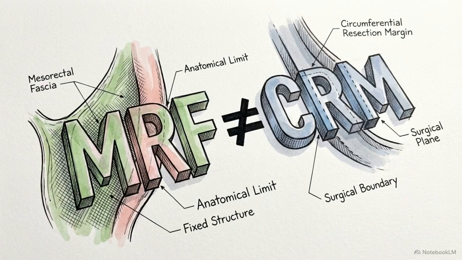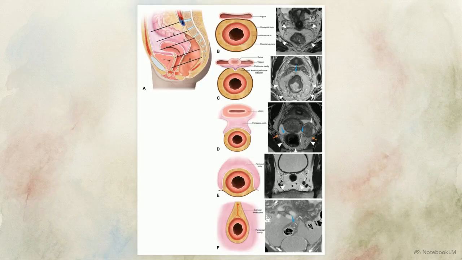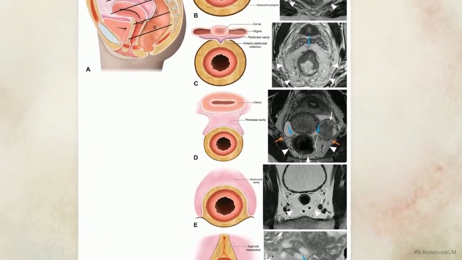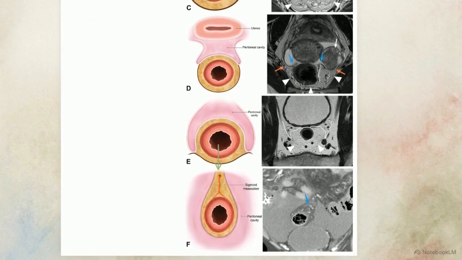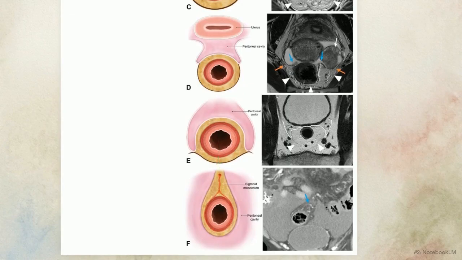This requires addressing a widespread error, conflating the anatomical mesorectal fascia with the circumferential resection margin. Panning through these cross-sections, watch the outer boundaries. The mesorectal fascia is the fixed membrane surrounding the lower rectum. Above the APR, the peritoneum gradually envelops the anterior rectum, and the MRF diminishes until disappearing at the sigmoid takeoff.